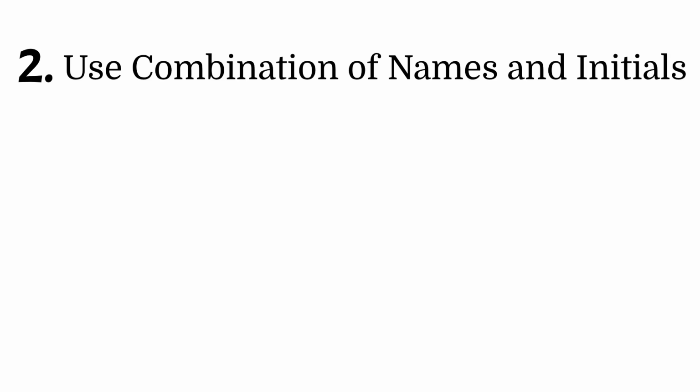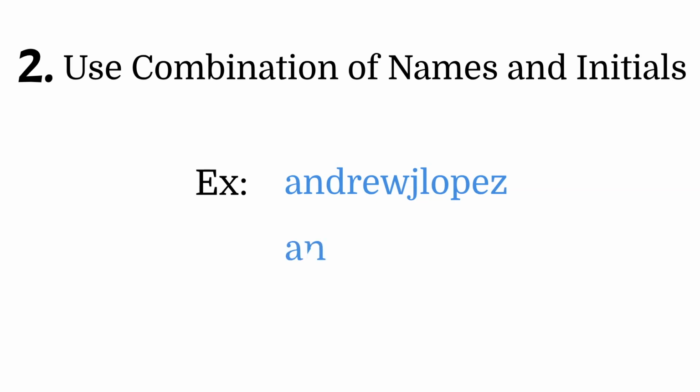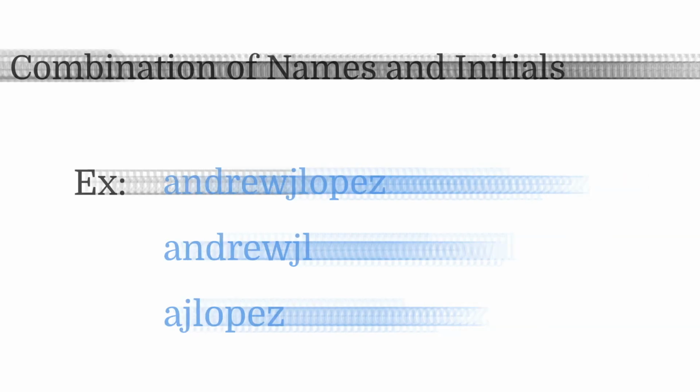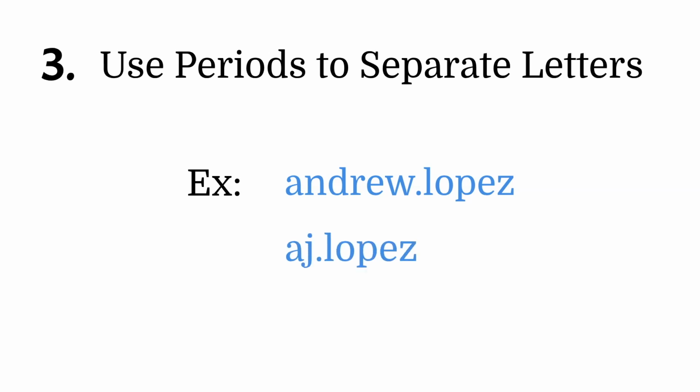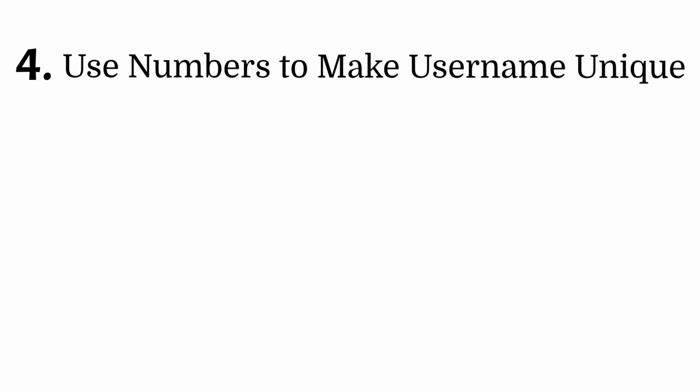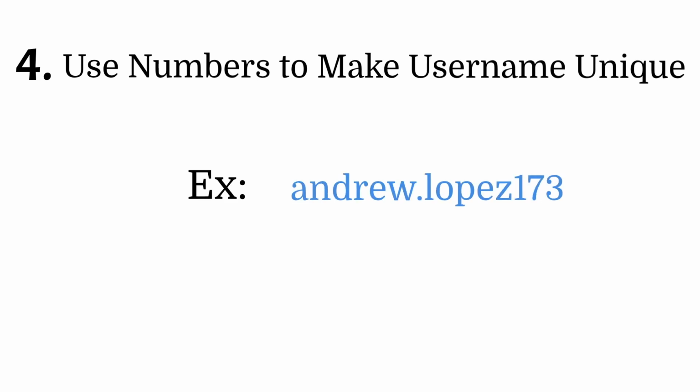2. Use a combination of names and initials. For example, Andrew J. Lopez, Andrew J.L., or AJ Lopez. 3. Use periods to separate letters. For example, Andrew.Lopez, AJ.Lopez, or Andrew.J.Lopez. 4. Use numbers to make your username unique. For example, Andrew.Lopez173 or AJLopez.6. This is especially useful if the username you want is already taken by someone else.